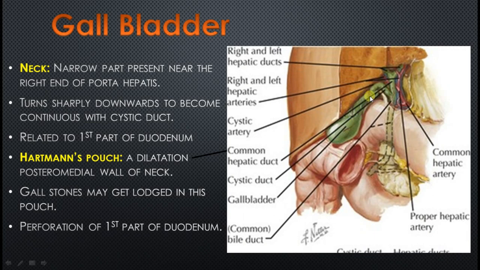Here you are able to see the neck of the gallbladder turning suddenly downwards to join with the cystic duct. Fundus projecting beyond the inferior border, then you have the body related to the fossa for the gallbladder. Then you have the neck. Neck sometimes shows an outpocketing or dilatation, which is called the Hartmann's pouch.